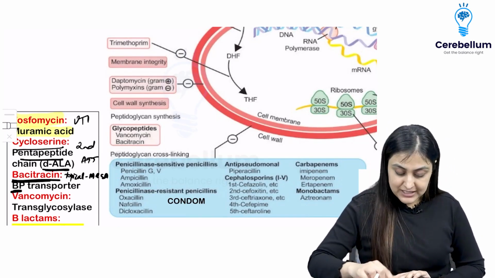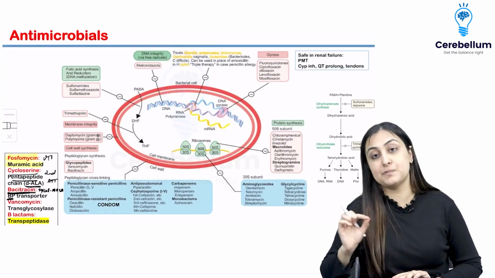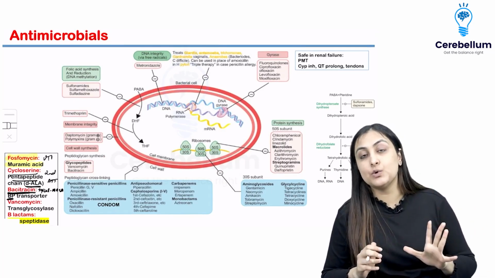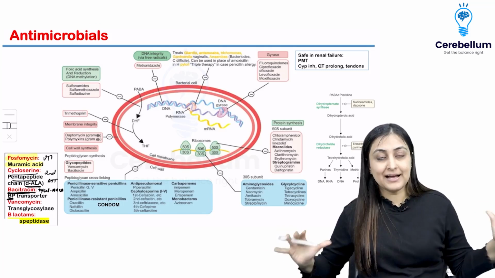Now, we have transglycosylase and we have transpeptidase. Transglycosylase is inhibited by vancomycin. You know how vans are very long.